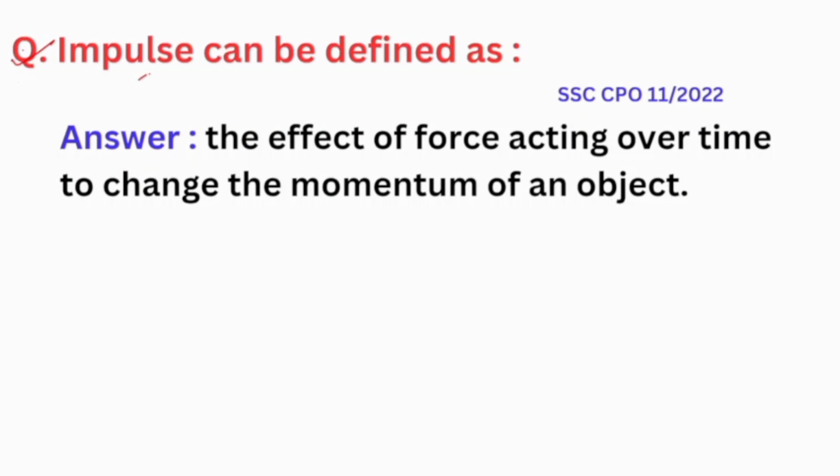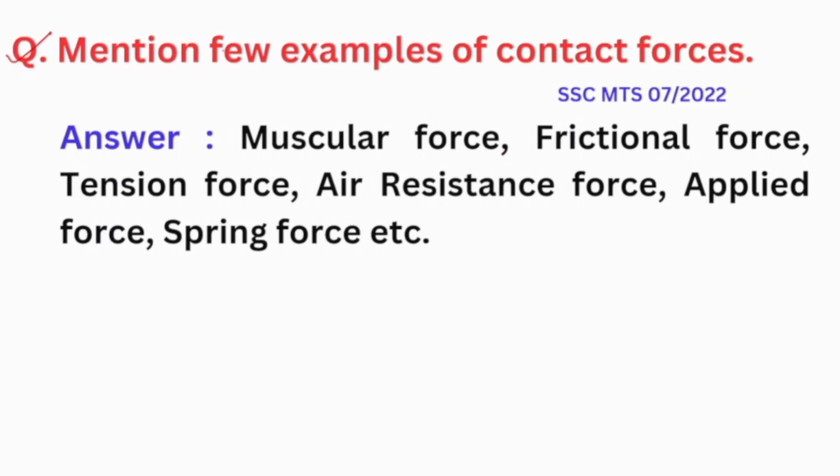Next is, impulse can be defined as the effect of force acting over time to change the momentum of an object. You should also remember that impulse acts for a very short time and it is a vector quantity. Okay, let's see the next question. Mention a few examples of contact forces. Examples are muscular force, frictional force, tension force, air resistance force, applied force, spring force, etc.